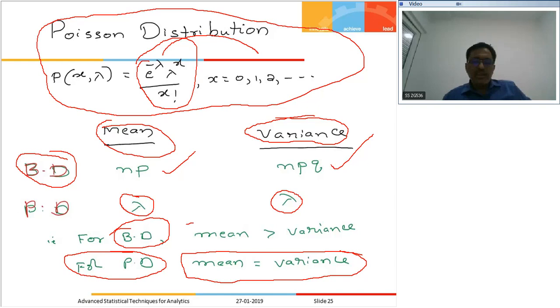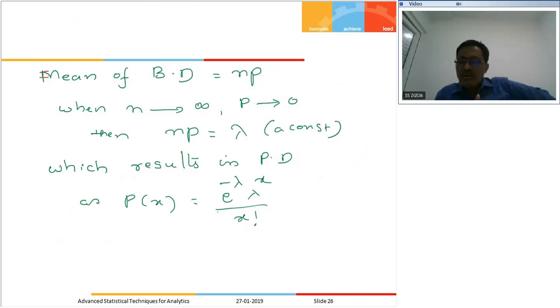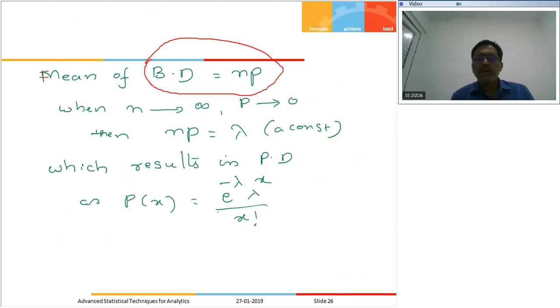So I think both are very clear. So when we have to apply this Poisson distribution, actually Poisson distribution is nothing new. This we'll discuss. Now, I'll take binomial distribution. We know what the mean of the binomial distribution is, np. We know the mean of the binomial distribution is np.